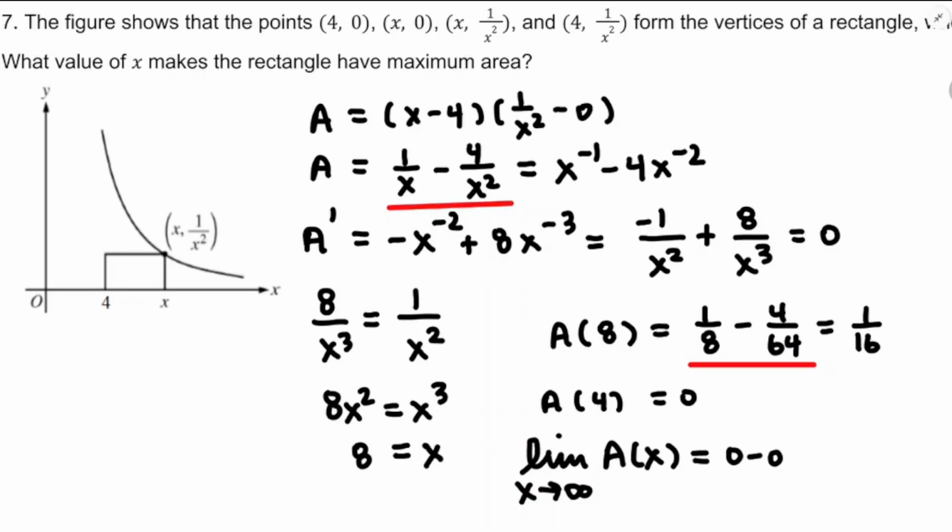Okay, and that also makes sense because the rectangle is going to be getting really, really flat. Now, the base is going to be getting arbitrarily long, but there's no height, so no area. All right, and so we're going to say, okay, definitely x equals 8.